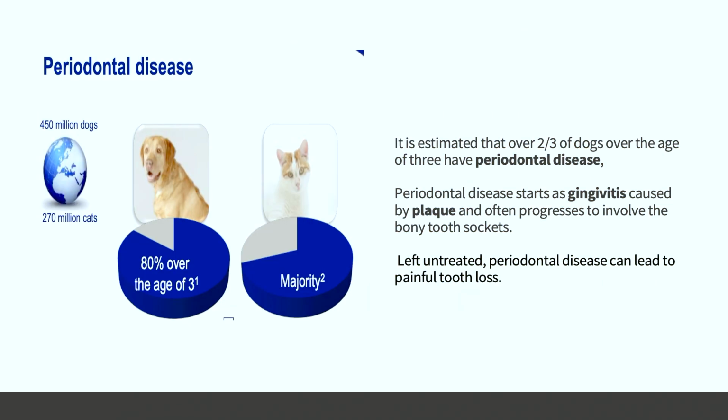So, how prevalent is periodontal disease? It is estimated that over 2/3 of dogs over the age of 3 have periodontal disease. And periodontal disease starts as gingivitis, caused by plaque, and often progresses to involve the bony tooth sockets. Left untreated, periodontal disease can lead to painful tooth loss.